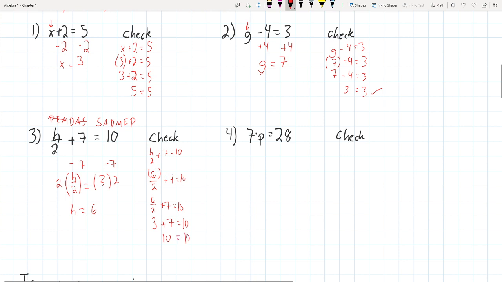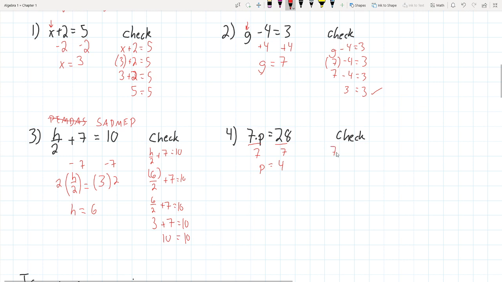Number 4, we have 7p equals 28. I wrote this in there and didn't realize I didn't erase it. If they're right next to each other like this, it means there's an implied multiplication, so I put the little dot in here to show this is actually multiplication. What's the opposite of multiplication? Division. And what do I want to get rid of? The 7. So I'm left with p equals 28 divided by 7, which is 4.